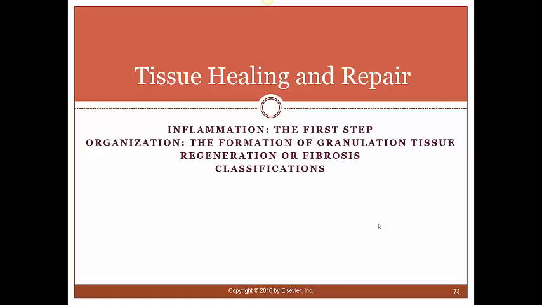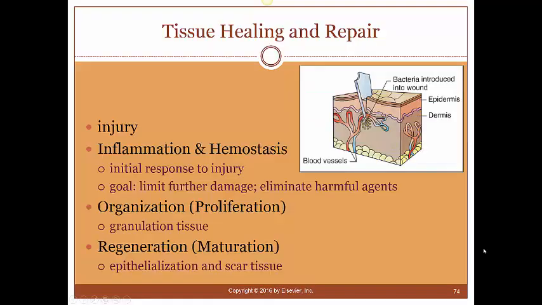Tissue healing and repair. We're going to talk about the steps involved after a tissue is injured that goes through the stages of inflammation, organization, and regeneration. So right here, before we can actually get to inflammation, regeneration, and maturation, we end up having to go through and have the initial injury.